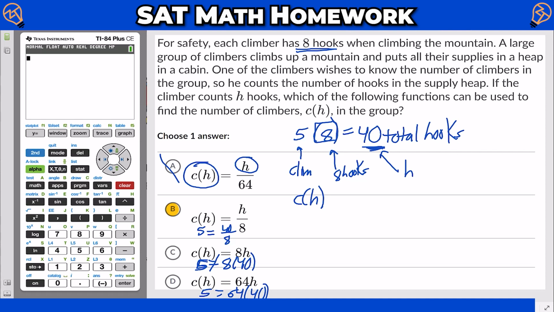And when in doubt, just use some numbers that make sense to you, and then you can plug them in and narrow it down from there.